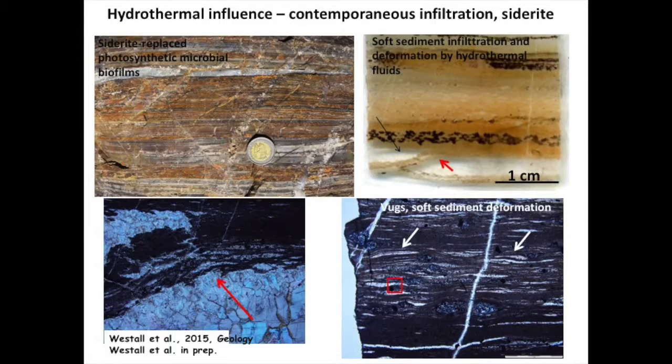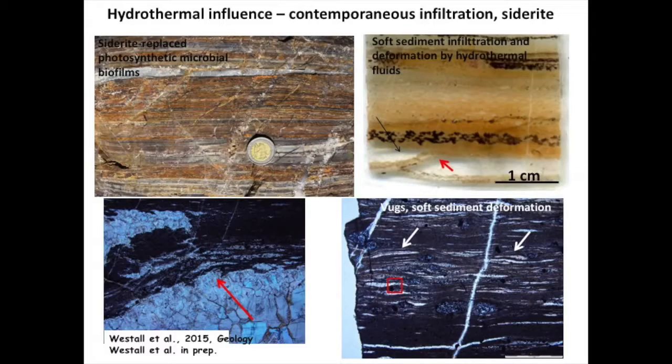So microbial mats are very sticky things. It's difficult to cross them vertically, but it's easier to penetrate them parallel to the layers. So if there's a fluid forcing its way through, the layers bend.